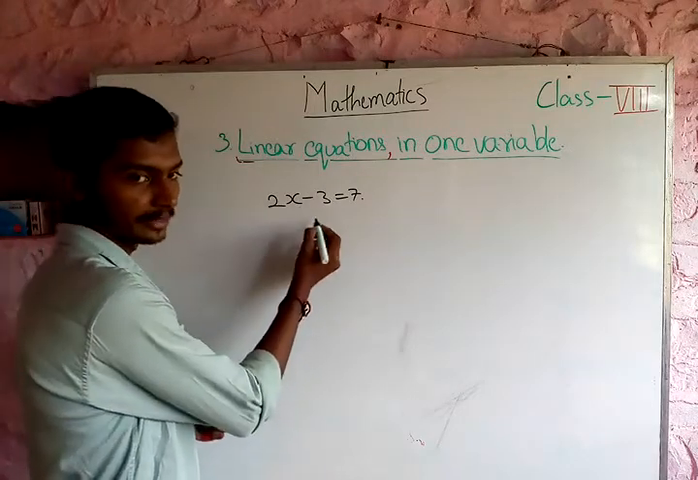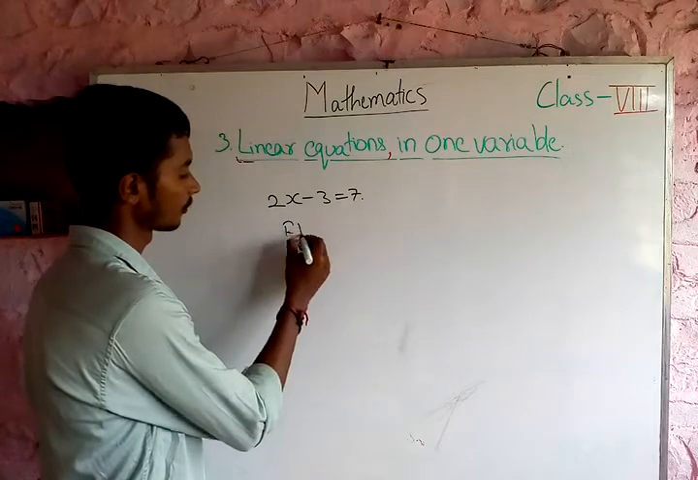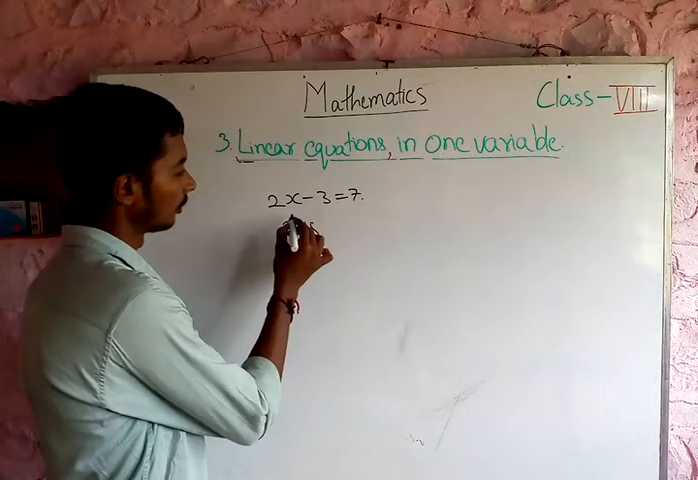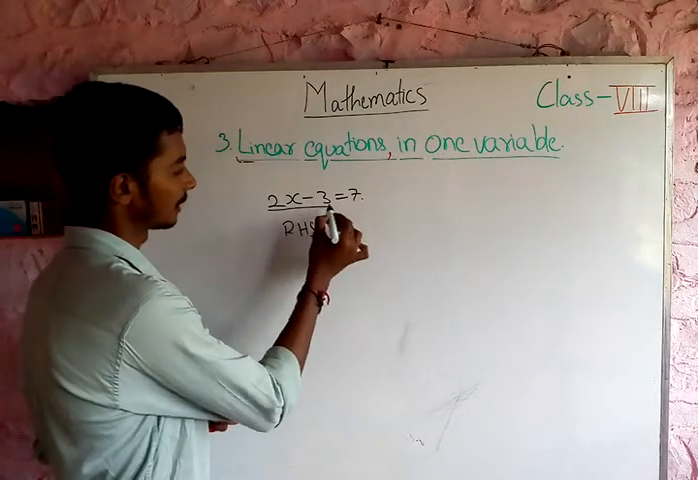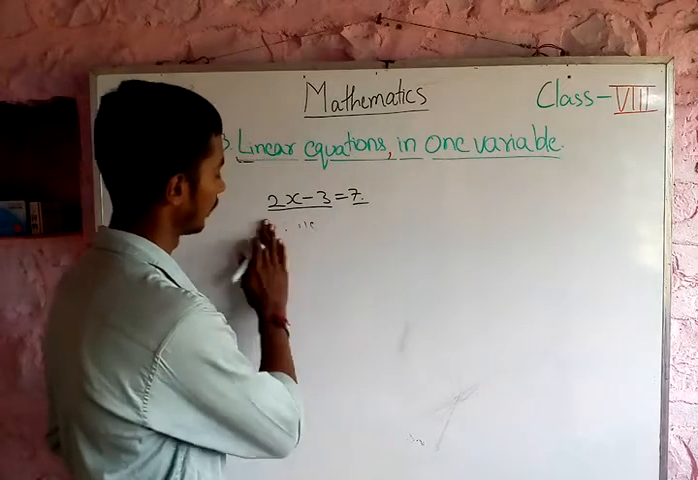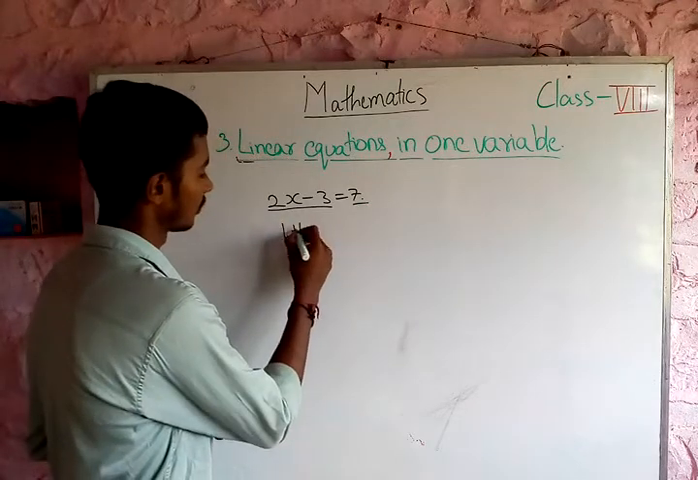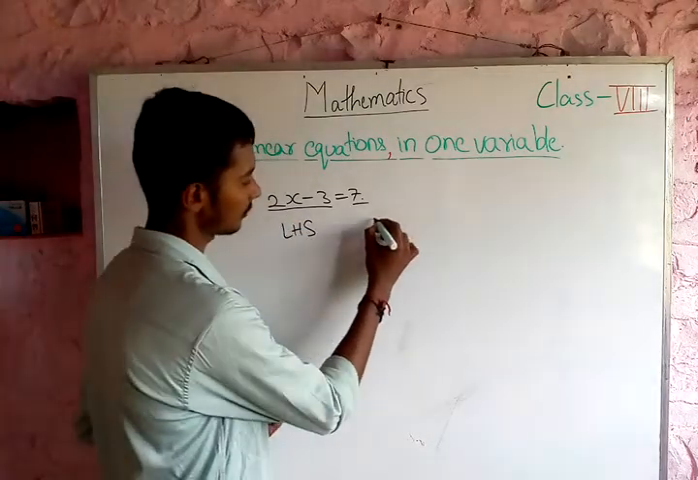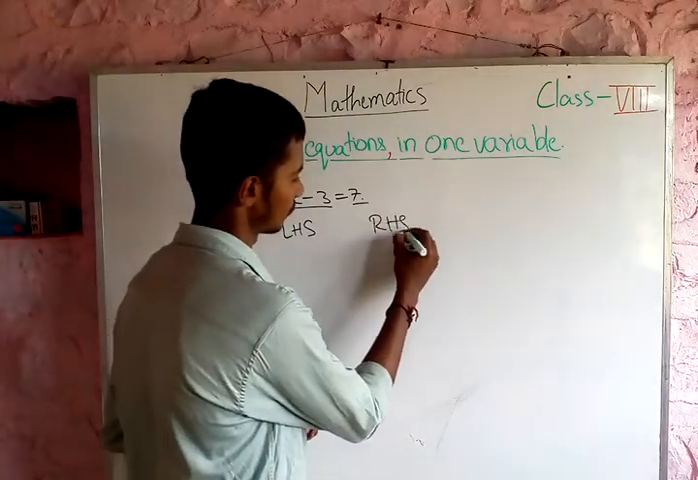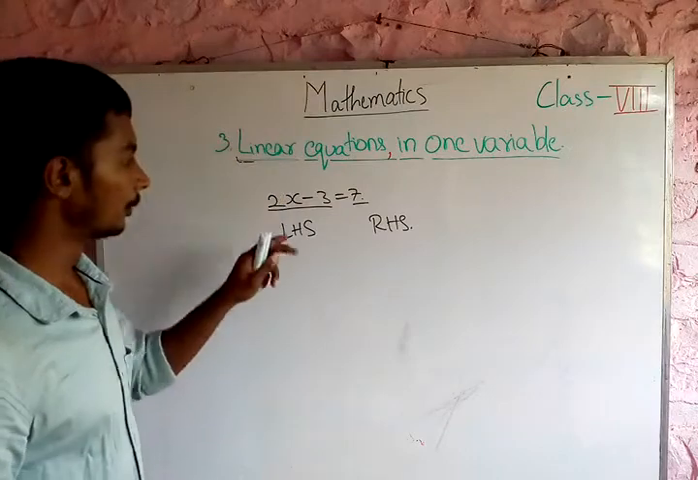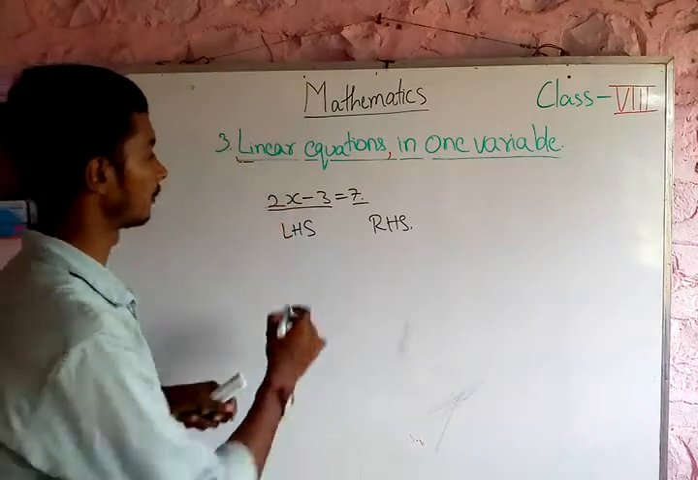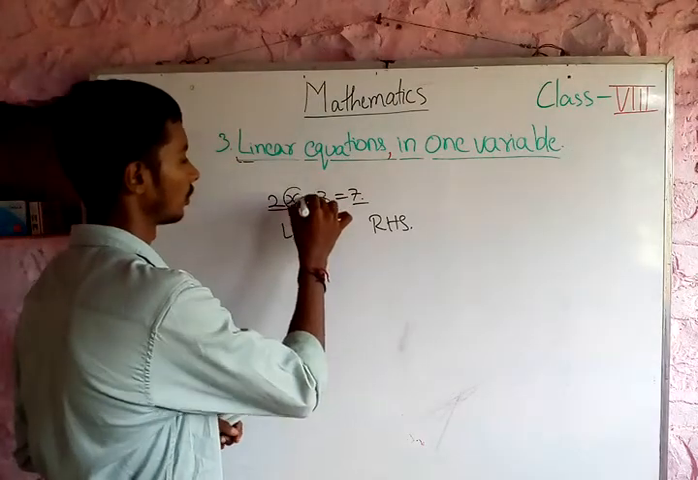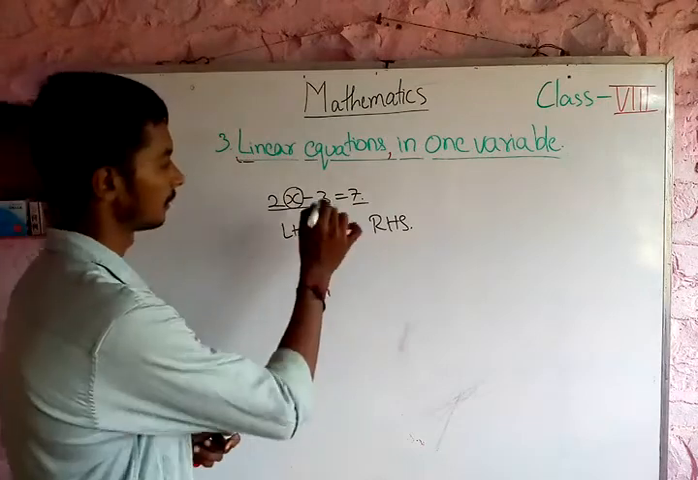on the LHS you have 2x minus 3. On the RHS you have 7. This is the RHS. Okay, now see, you have to find the value of x. You have to find the value of x in this equation.